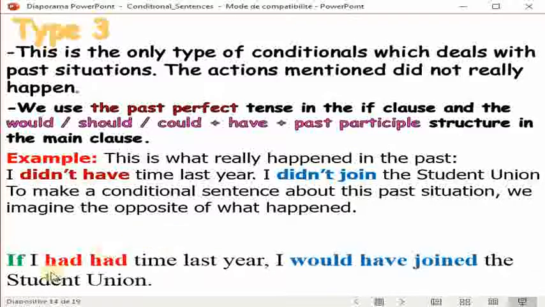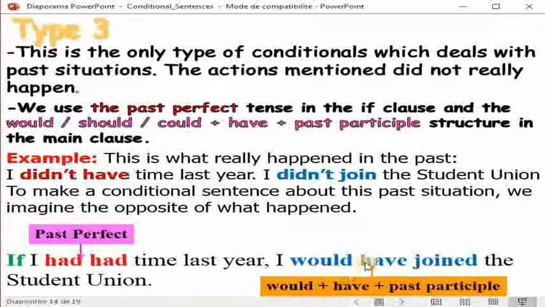Okay, so if I had time last year, I would have joined the student union. So in the if clause we have the past perfect, had plus past participle, and in the main clause we have would plus have plus past participle. Okay, so this is the conditional type 3.